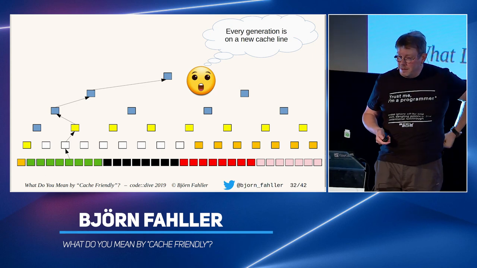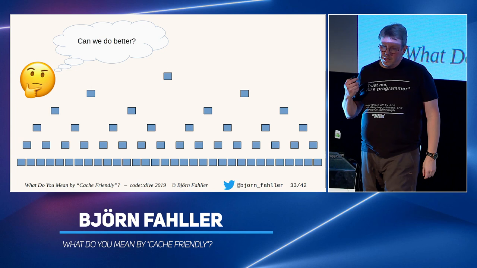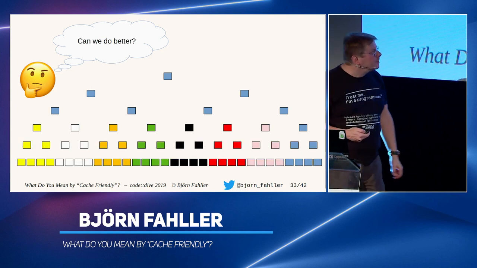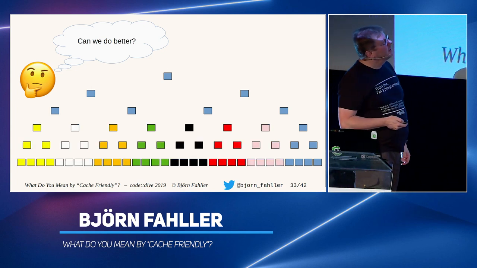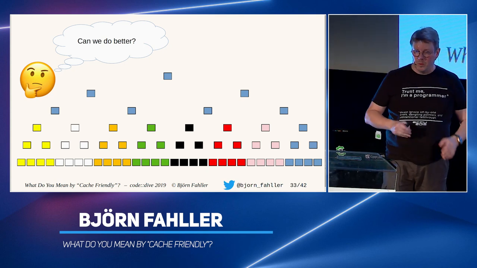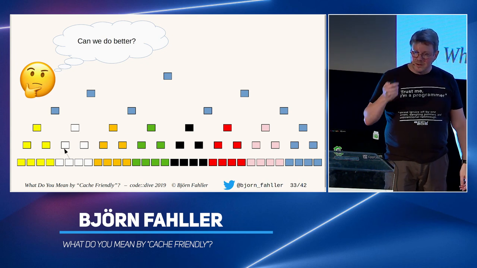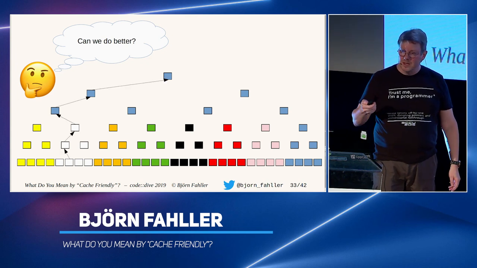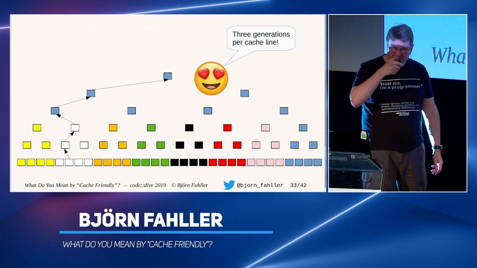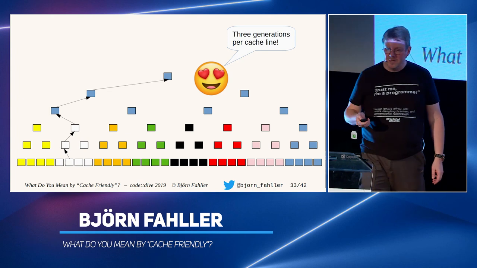So I spent some time thinking about this, it should be possible to do better. What if we could get the data like this instead? So we have a heap of small mini heaps, where each mini heap fits in one cache line. Can we do that? So now if we do that, we see that we get three generations per cache line. That must be better. It absolutely must be.